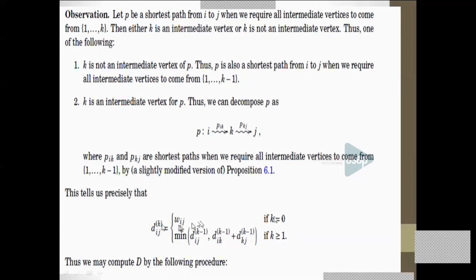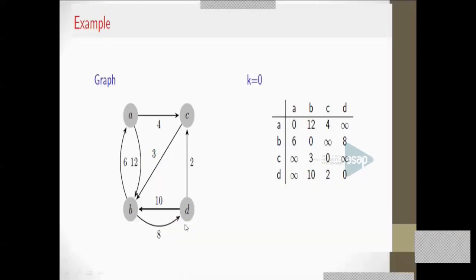D_ijk, when k equal to 0, will be the weight of the direct path. And if k greater than or equal to 1, that means you are having an intermediate vertex. Then the path from i to j will be going from i to k and k to j. Then you have to consider all possibilities. Otherwise, it is the direct edge. If there is no direct edge path, we will be putting a very large value as the initial one, that is infinity. Similarly, B to A 6, B to B 0, B to C there is no direct edge, infinity, B to D also 8.